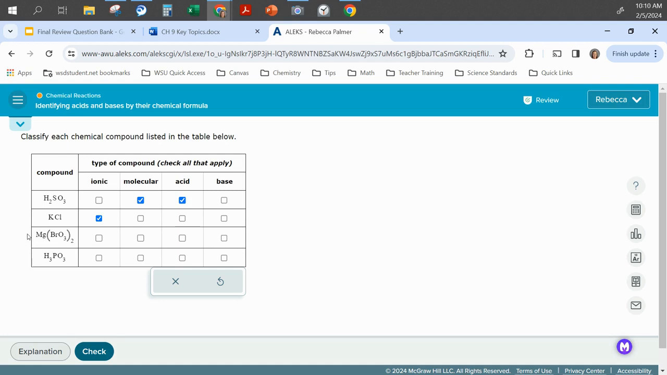Okay, next one, MgBrO3. Is this one of the polyatomic ions we had to memorize? Bromate. This is magnesium bromate. We have a metal and a polyatomic ion. So we have positive magnesium, negative bromate, so this is ionic. There's no hydrogen, so it can't be an acid or a base. And then this one is H3PO3. We saw this one already. It has hydrogen at the beginning. That's an acid. It doesn't have any metals, so it's molecular.